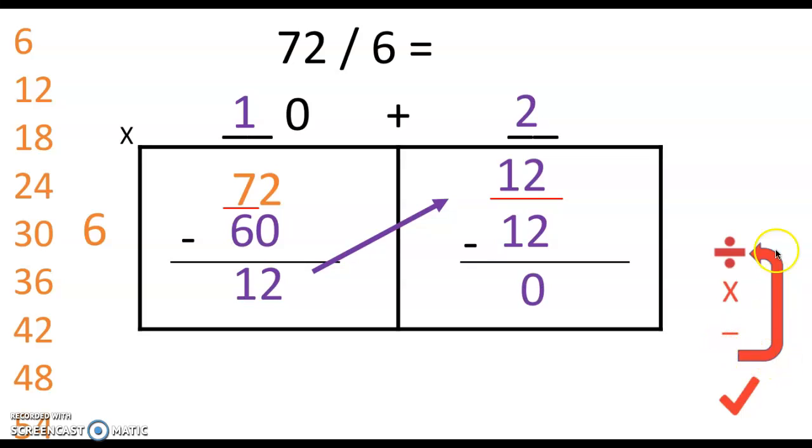Do we have anything left to repeat with? No. So now let's go on to check. Is 0 smaller than 6? Sure is. And since 0 is our remainder, we don't even need to bring up that 0 because it's not worth anything. So our answer would be 12.